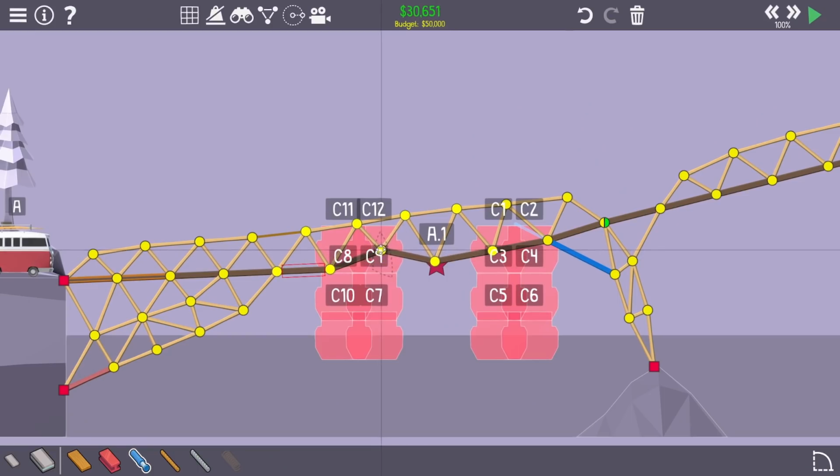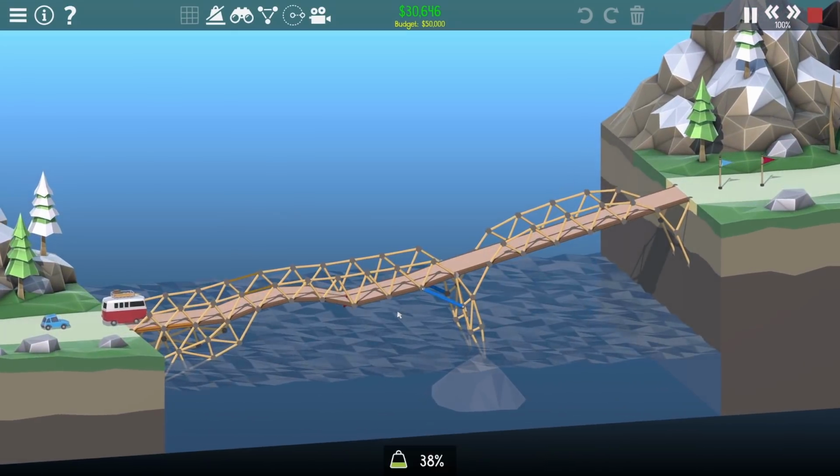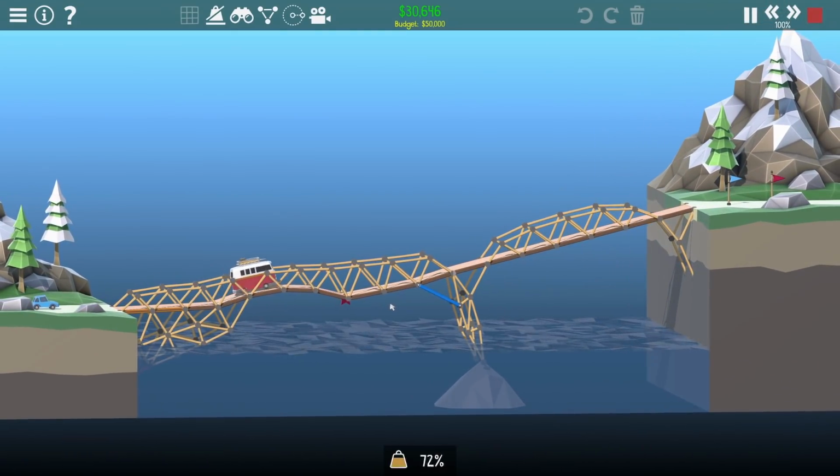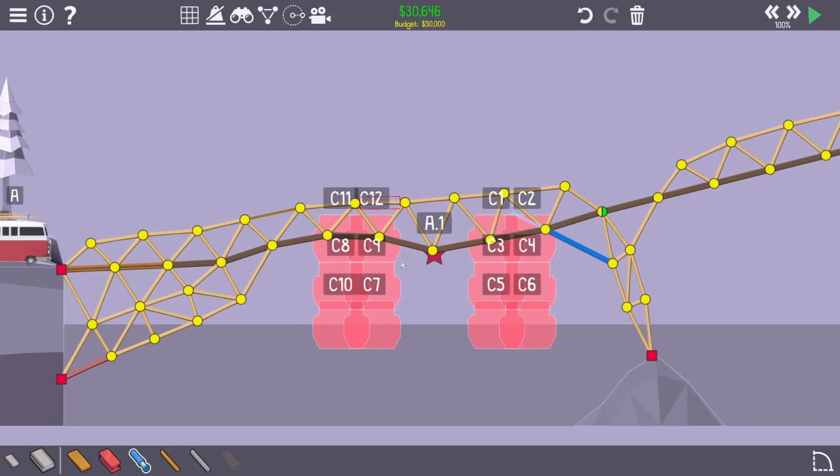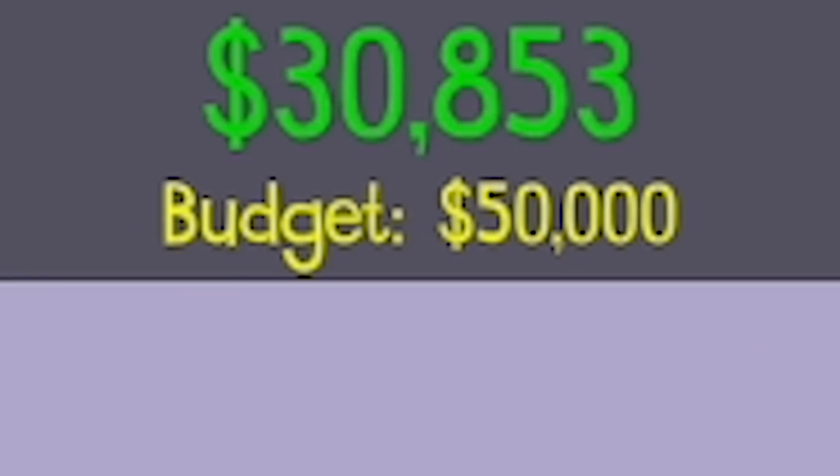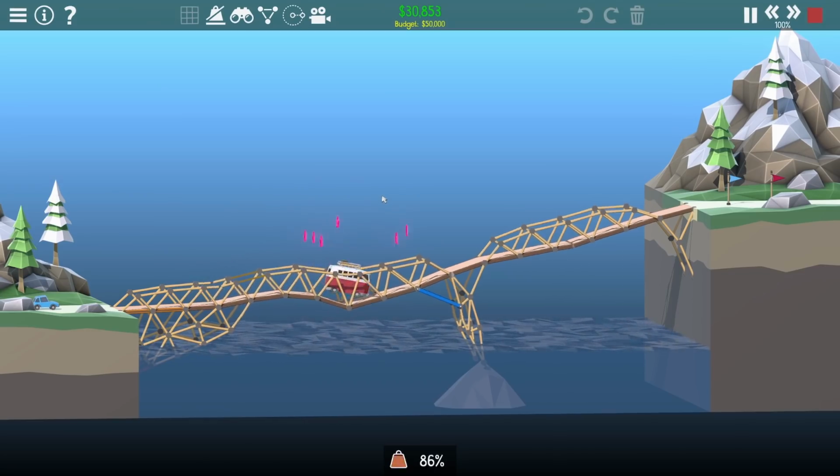Unless we were to rejig the road, go out the way a bit more. Is that likely to work? It's a bit of a lump now. Oh no, that's really vibratory. Make those trusses a bit bigger. We're really cheap. I feel like we're doing okay. 30 grand out of 50. I should probably just try and get it to work first and then work backwards.